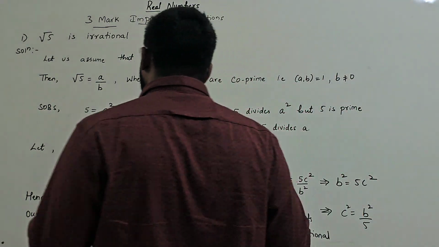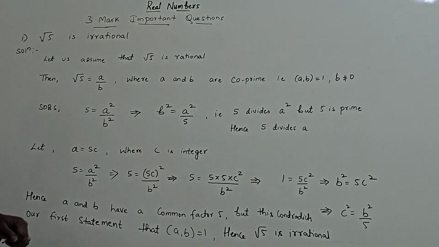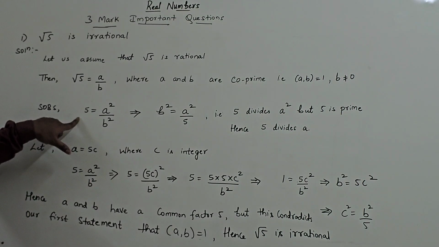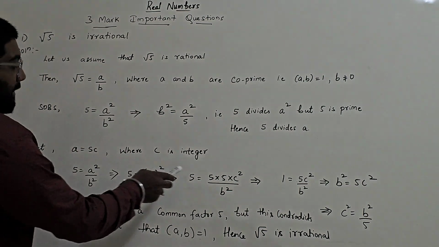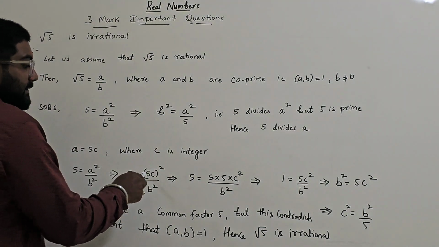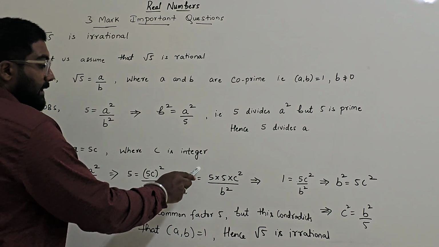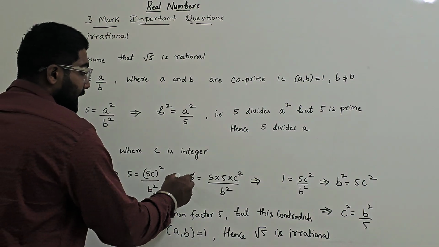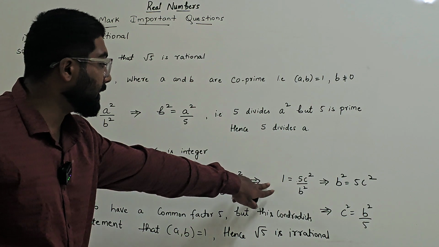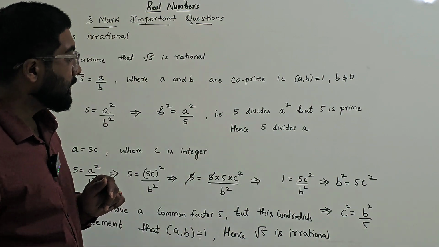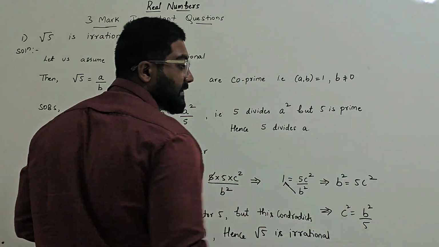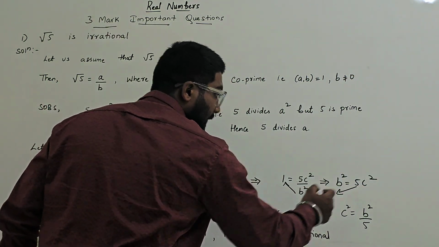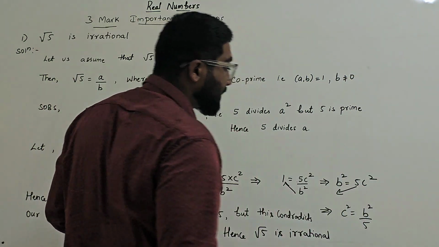In the same way, come to the next part. Let a is equal to 5c, where c is an integer. You already know that 5 is equal to a square by b square. Instead of a, put 5c. You can see here, put 5c. Then it becomes 5 square, you can say 5 into 5, c square. Cancel this 5 and 5. If this 5 and 5 get cancelled out, the remaining is 1 here and the other is 5c square by b square. Then again you send this b square here, cross multiplication, b square is equal to 5c square, then send this 5 down. Then it becomes b square by 5 is equal to c square.